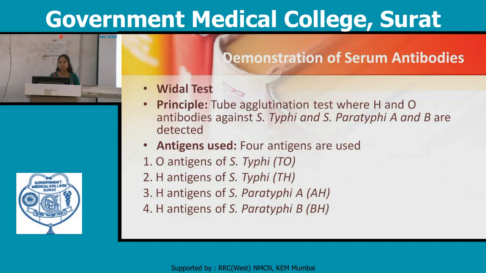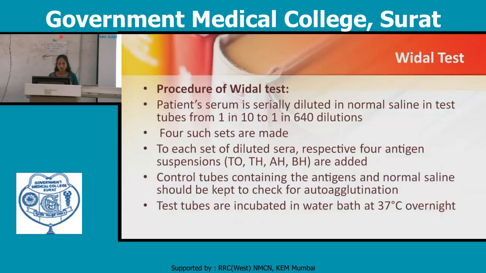Procedure: patient serum is serially diluted in normal saline in test tubes from 1 in 10 to 1 in 640 dilutions. Four such sets are made. To each set of diluted sera, the respective antigen suspensions are added, that is TO, TH, AH and BH. Control tubes containing the antigens and normal saline should be kept to check for auto-agglutination. Test tubes are incubated in a water bath at 37 degrees centigrade overnight.